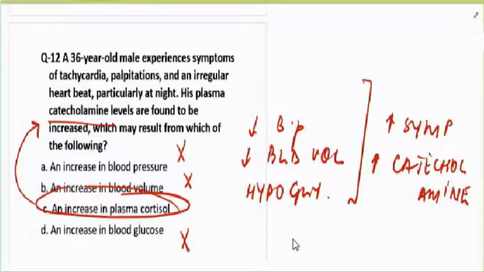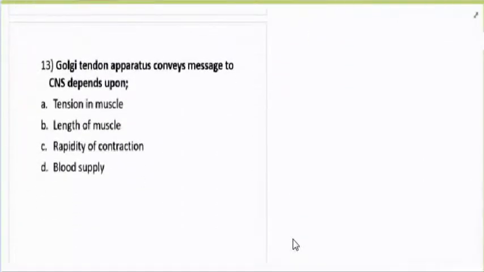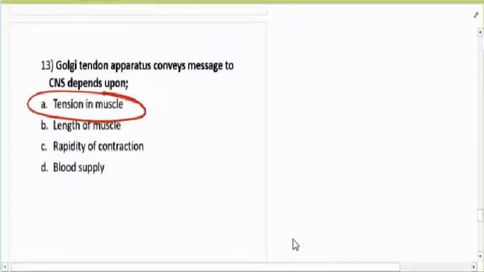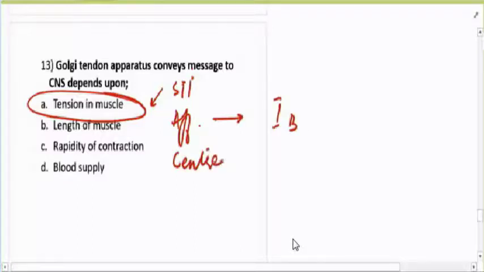Next, the Golgi tendon organ conveys messages to the CNS depending upon the muscle tension. The Golgi tendon organ is a receptor for muscle tension, whereas the muscle spindle is a receptor for muscle length. What is the stimulus for the Golgi tendon organ? Like I said, it is the increase in muscle tension. Which are the afferent fibers from the Golgi tendon organ? This is 1B. What is the center for the Golgi tendon reflex, which is also called the inverse stretch reflex? The spinal cord. Efferent is the A alpha.